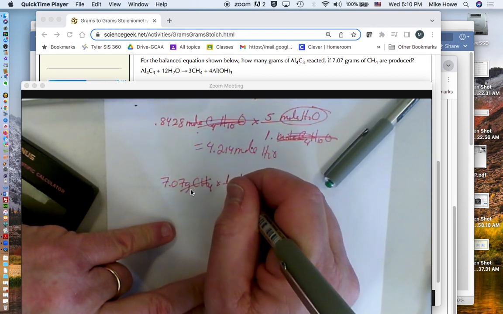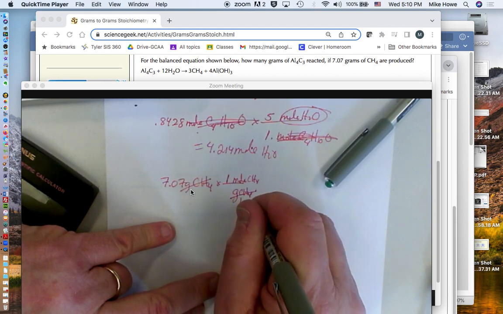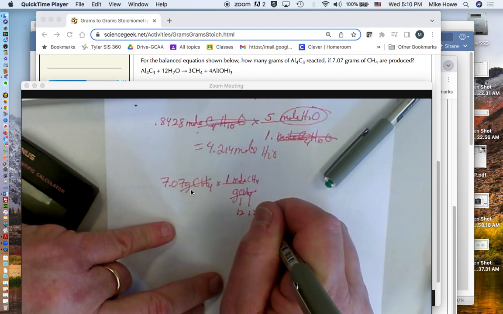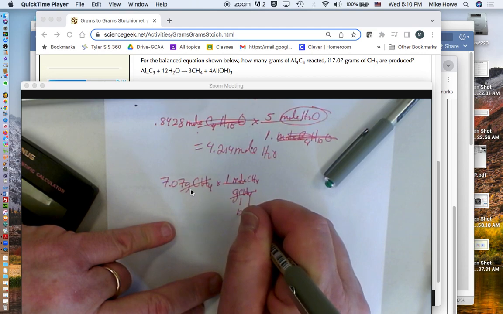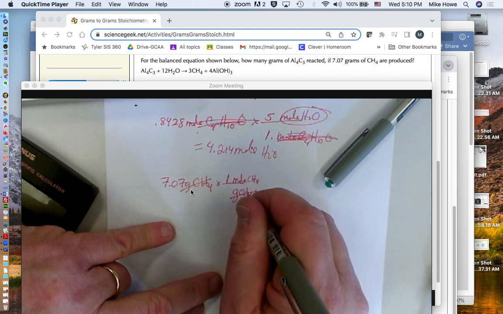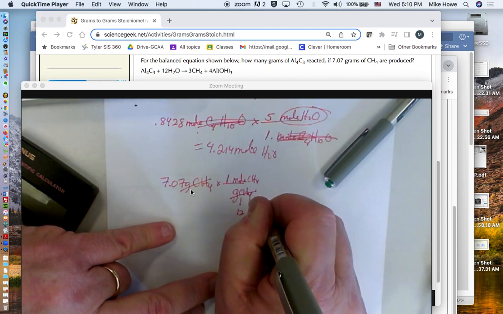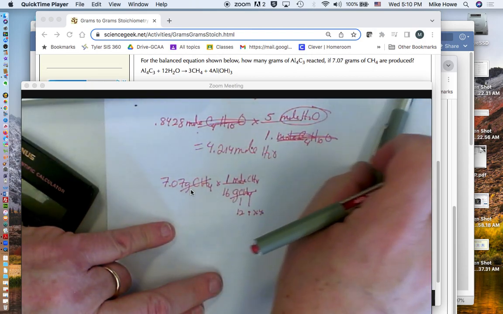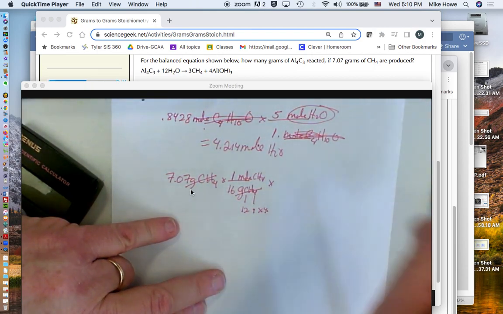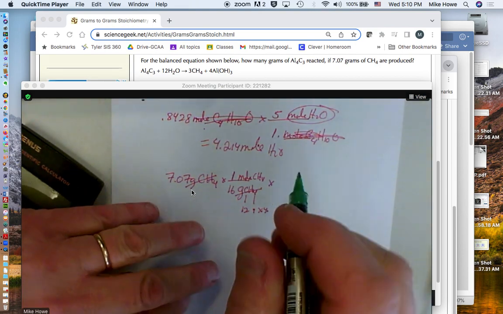So 1 mole, and then we had to find how many grams are in a mole. Carbon has a mass of 12 off of the periodic table. Hydrogen has a mass of 1, but there are 4 hydrogens, so my total here is 16. That's the first step. We'll do the second step in green.